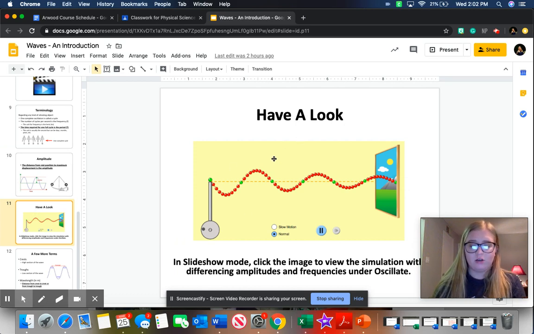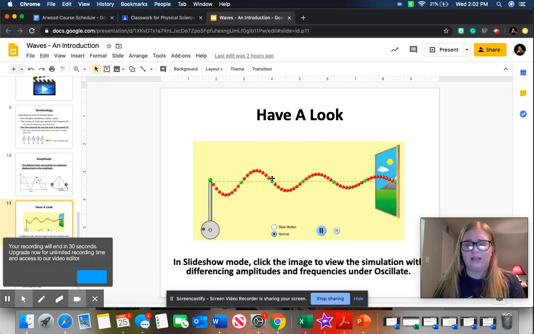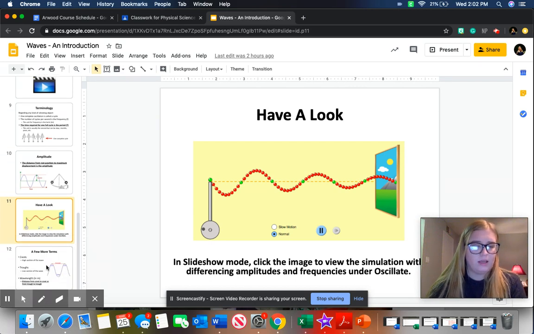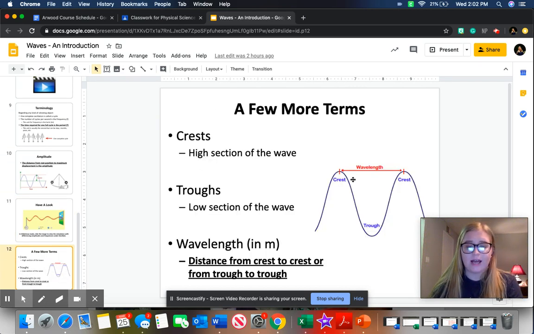So when you're in slideshow mode, you can click on the image and it's like an interactive tool. And then, crest is the highest portion, trough is the lowest portion, and wavelength is the distance between the crests. I hope this helps.